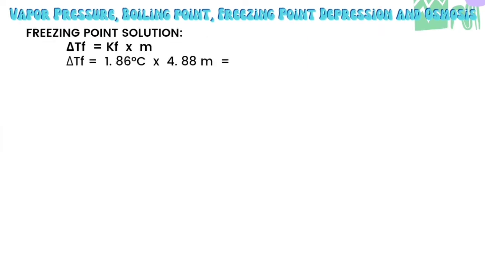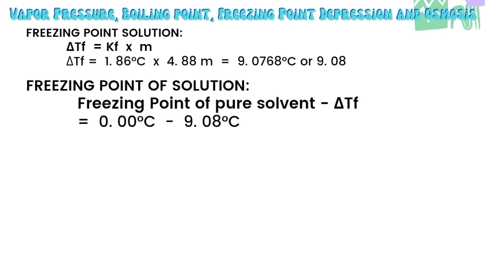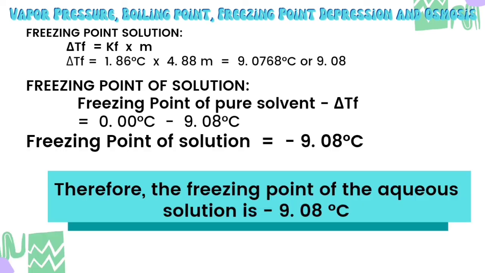Same as for the boiling point, we would use the formula of delta T sub F is equal to K sub F times m to solve for the freezing point of the solution. So 1.86 degrees Celsius per molal times 4.88 m would equal to 9.0768 degrees Celsius or approximately 9.08 degrees Celsius. Last step is we need to solve for the difference of the freezing point of pure solvent and our calculated delta T sub F. Therefore, the freezing point of the aqueous solution is negative 9.08 degrees Celsius.